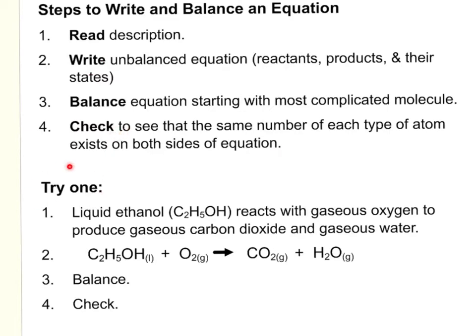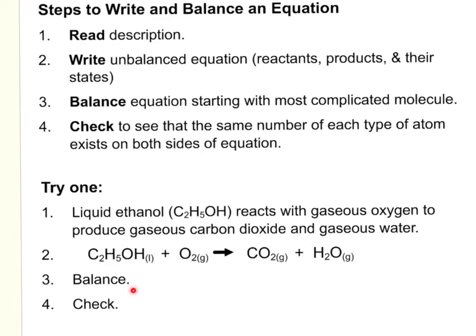So now you get to try one. We have liquid ethanol, right here is its formula, reacts with gaseous oxygen to produce gaseous carbon dioxide and gaseous water. First step, I read it, right? Second step, I write down the unbalanced chemical equation with the reactants, the products, and all of their states. Third, I balance it. So let's do that. Let's start with the most complicated molecule, the ethanol.